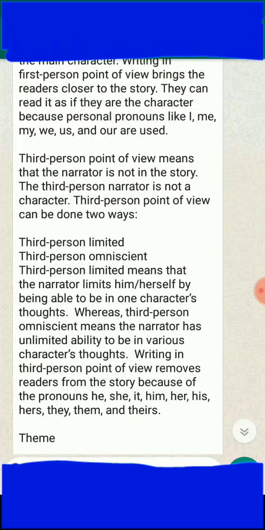Writing in third person point of view removes the reader from the story because of the pronouns he, she, it, him, her, his, hers, they, them, and theirs.